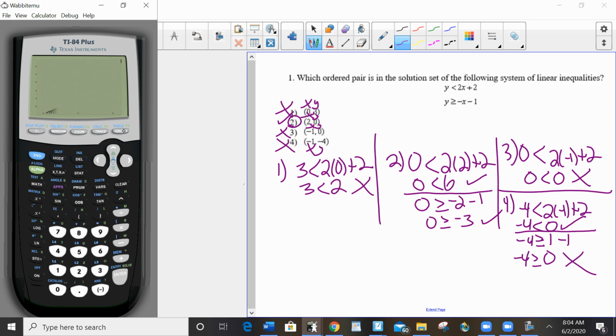I hit graph. Oops, always zoom 6. I think I had something in here from earlier. Zoom 6. And you can see it graphically. Now the solution is here where they're both shaded. So which of those points is in that region? Well, 0, 3 isn't, 2, 0 is, negative 1, 0 isn't, negative 1, negative 4 isn't. So choice 2 is your answer.